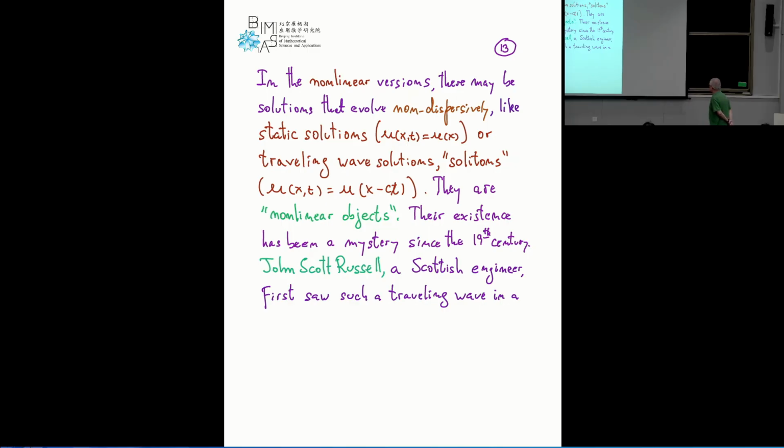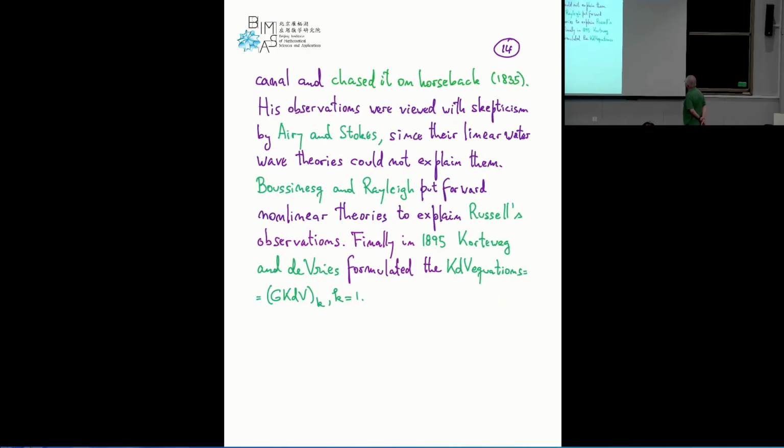Okay. Now, the existence of solitons has been a mystery since they were discovered in the 19th century. They were discovered by John Scott Russell, a Scottish engineer, who first saw such a traveling wave in a canal in Scotland and chased it on horseback for many, many miles and saw that it didn't change shape. It just evolved by translation.